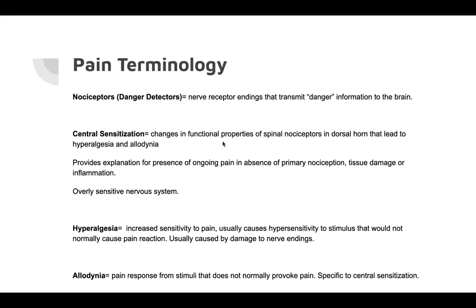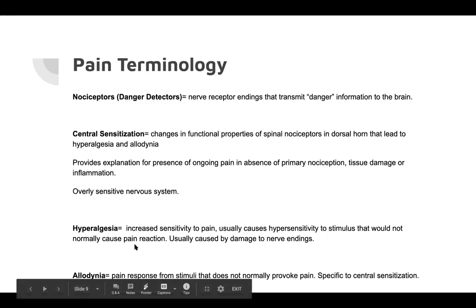allow for there to be a change in the neural map in the central nervous system, which can lead to experiences of hyperalgesia and allodynia. Hyperalgesia, listed down here, is an increased sensitivity to pain, usually causes hypersensitivity to stimulus that would not normally cause pain reaction. And then allodynia is pain response from a stimulus that does not normally provoke pain, specific to central sensitization.